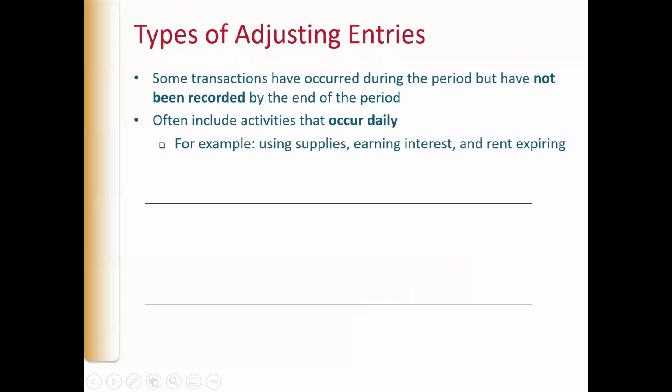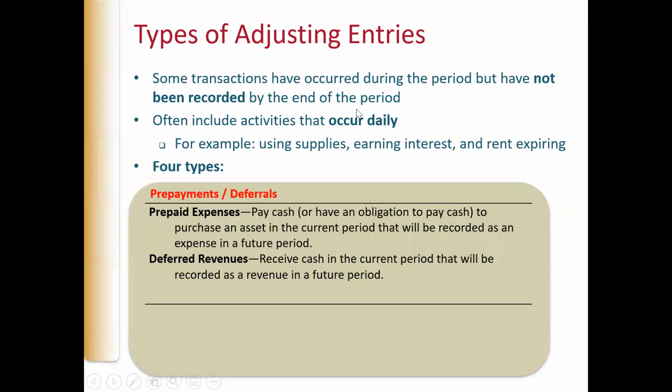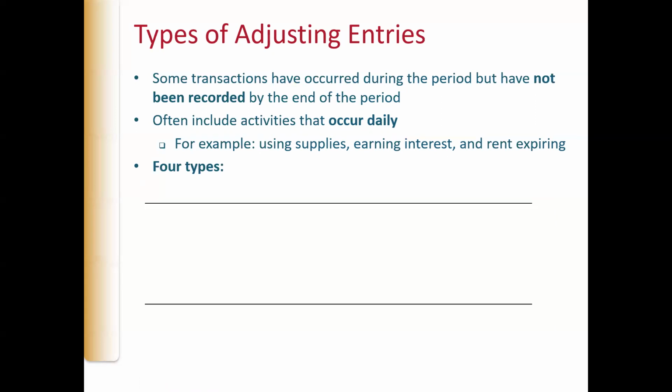Some transactions have occurred during the period, but haven't been recorded by the end of the period. Sometimes it's using supplies. Or it might be earning interest at the bank. Or it might be rent expiring. Or it might be we owe somebody interest because we borrowed money. So these things are happening even though we didn't get any paperwork, but we need to report those.